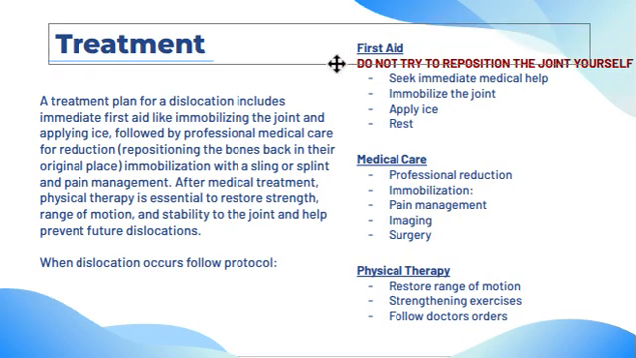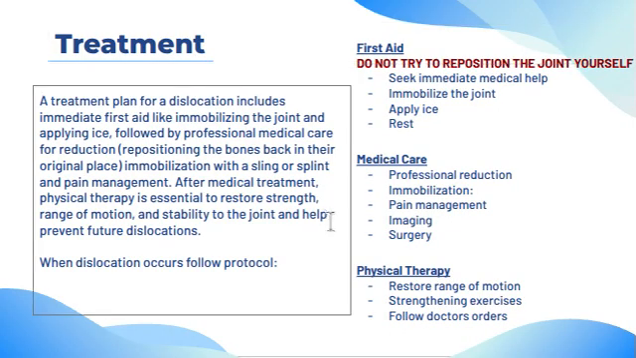Go to an emergency room or call emergency services, especially if the joint is severely deformed or there's numbness. You're going to immobilize the joint using a splint to keep the injured area from moving, keeping it in the same position. So try not to move it at all. Apply ice: apply an ice pack to the injured area for about 20 minutes at a time to help reduce the swelling and pain. And then you want to also rest the joint and avoid painful movements.